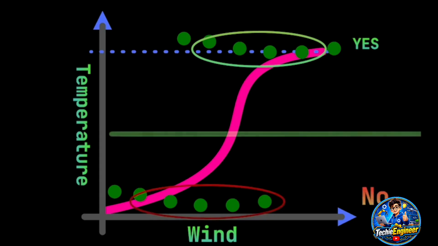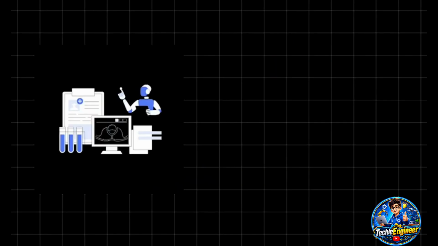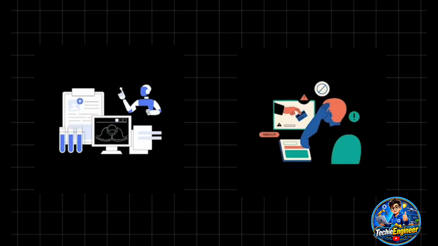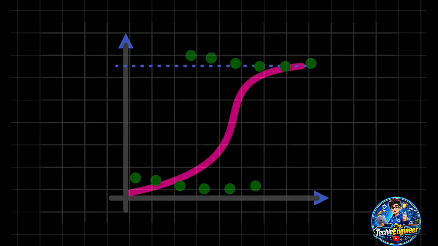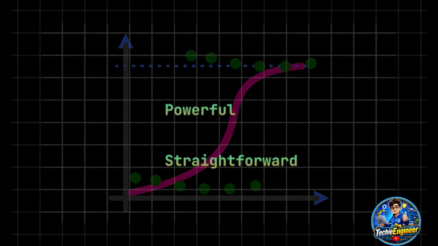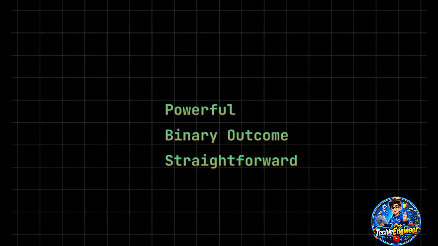Simple. It draws a boundary to split two groups and learns by tweaking weights with maximum likelihood estimation, maximizing the chance of being right. It's fast, interpretable, and perfect for linear relationships, like medical diagnosis or fraud detection. But if your data's too curvy or complex, it might not keep up. So, logistic regression is straightforward, powerful, and a solid foundation for classifying binary outcomes.